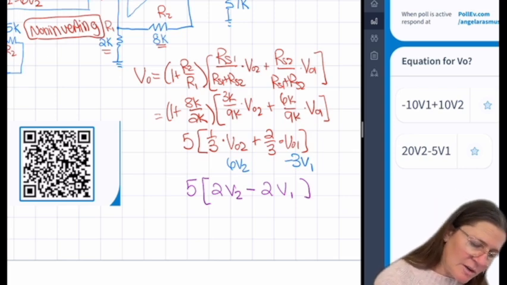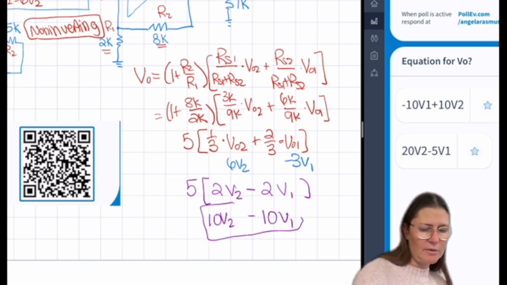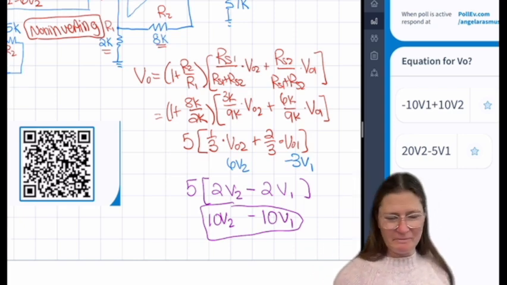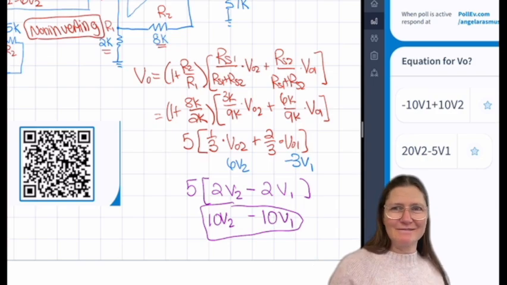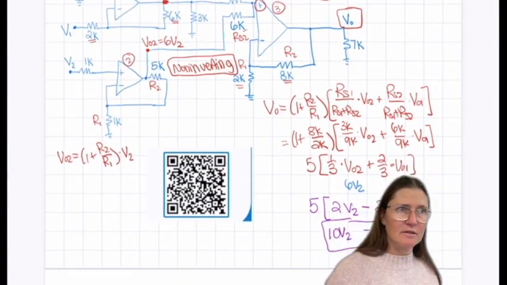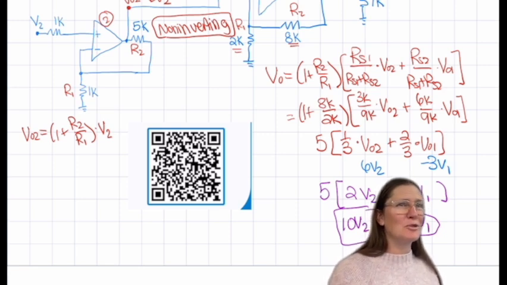And so that becomes 10 V2 minus 10 V1. So that would be correct. So one person got it right. Okay, questions? You guys good with that? Yes, no? Okay.